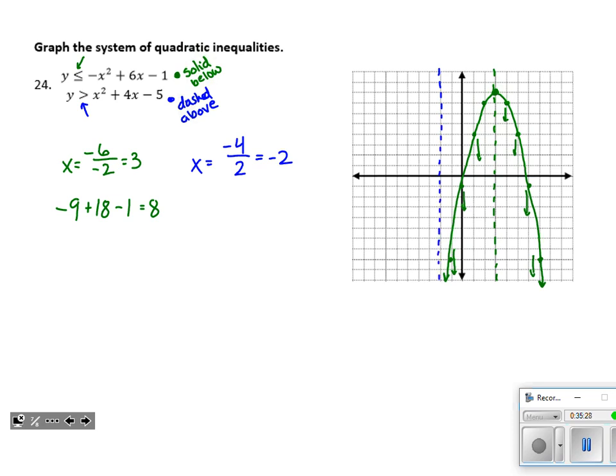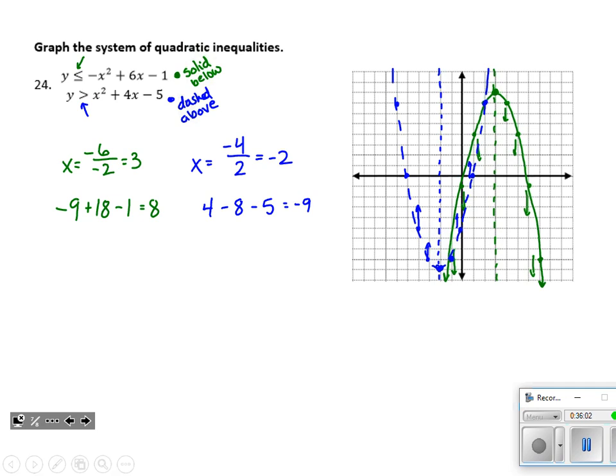So we draw in our axis of symmetry there. We plug in our negative 2 into that equation. I get a positive 4 minus 8 minus 5. Well, that's negative 9. Plot that point and use my standard parabolic growth again to graph that very, very quickly. And we said this was a dashed graph. And we are going to be shading above that graph.